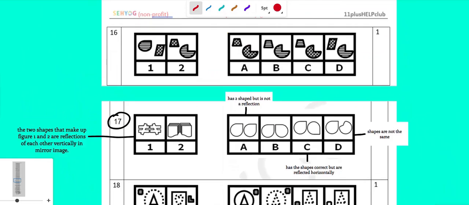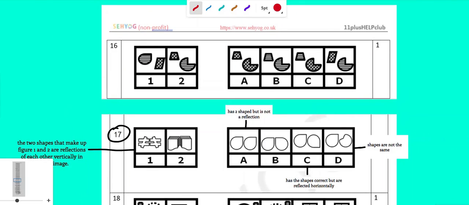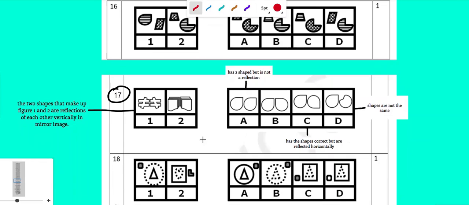Moving on to question number 17. Here in both the figures, the 2 shapes that make up figure 1 and 2 are reflections of each other vertically in mirror image. If you look, they are just vertically opposite to each other. So if we identify the correct answer here, A is not the answer we are looking for, because it has 2 shapes, but it is not a reflection, so no.